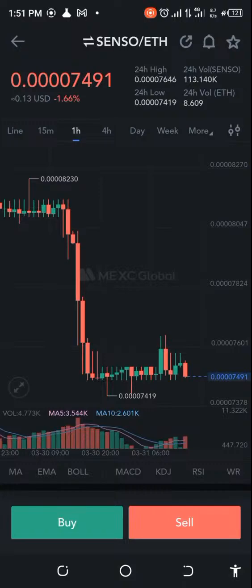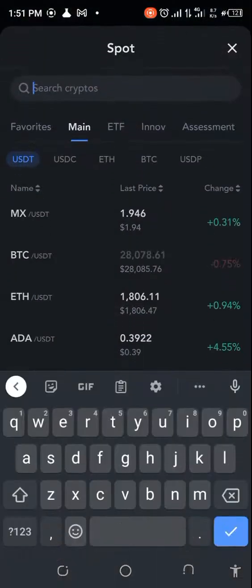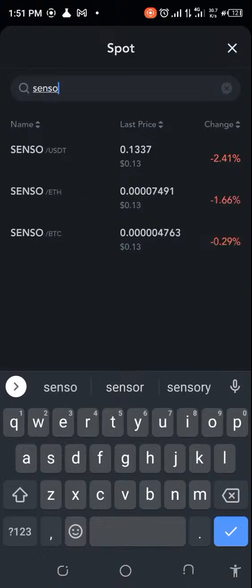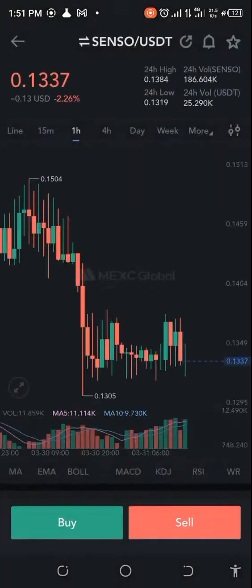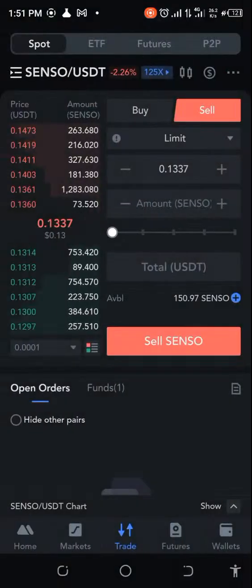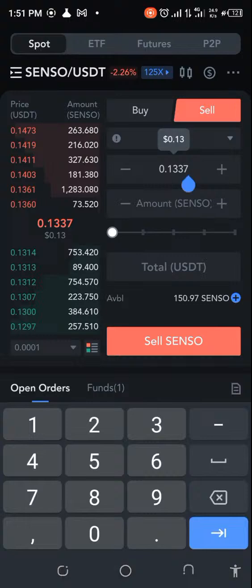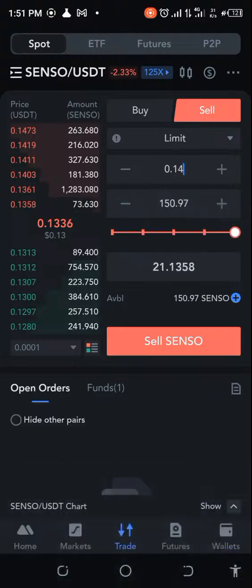No. So if I go back to my Senso USDT, one or two things could happen. If I try to sell back to USDT, let's see. It has really gone low. What's going on here? Well, what I could do is to actually set a sell limit. If I set it to 14, what would that give me?